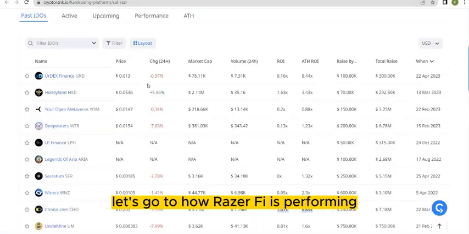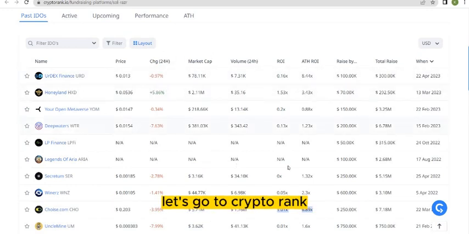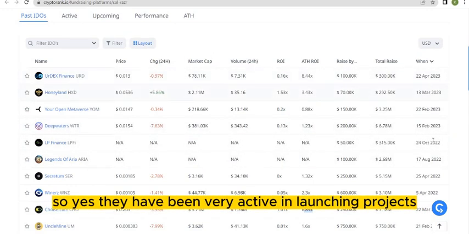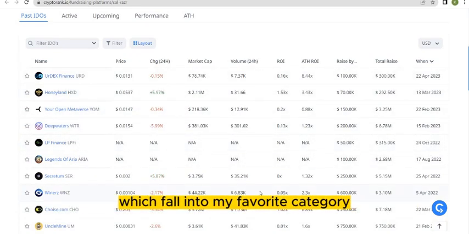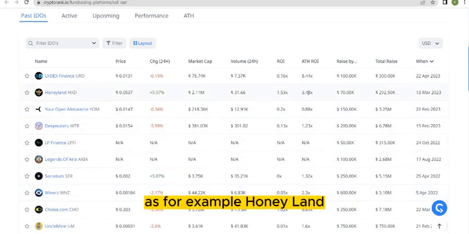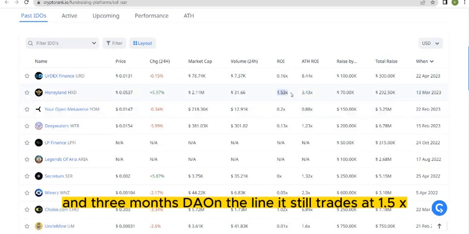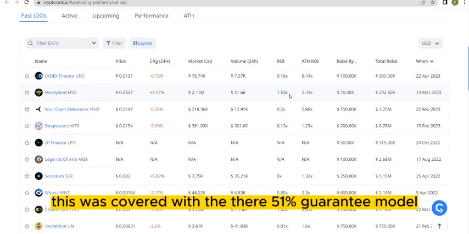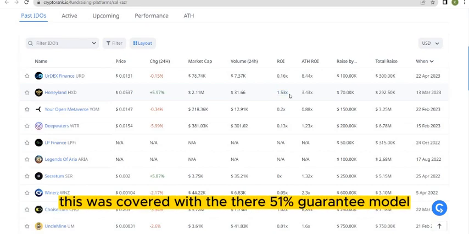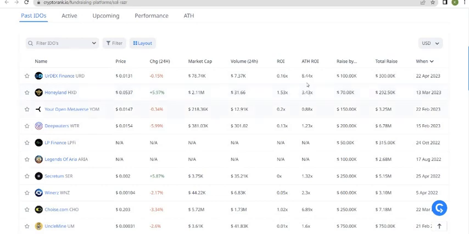Let's go to how RazrFi is performing. Let's go to CryptoRank. So yes, they have been fairly active in launching projects. Whether there are some launches which fall into my favorite category, yes, there are one or two launches. As for example, Honeyland, which did a 3.5x on its launch, and it launched in March, and 3 months down the line, it still trades at 1.5x. And mind you, this was covered with their 51% guarantee model.